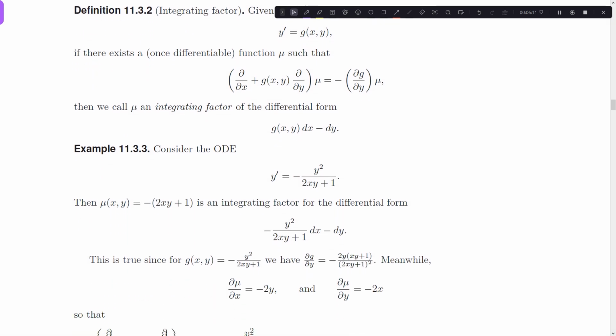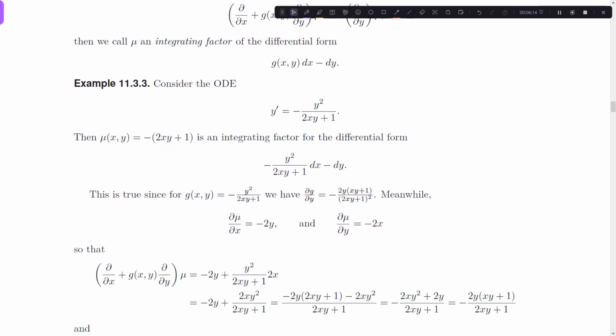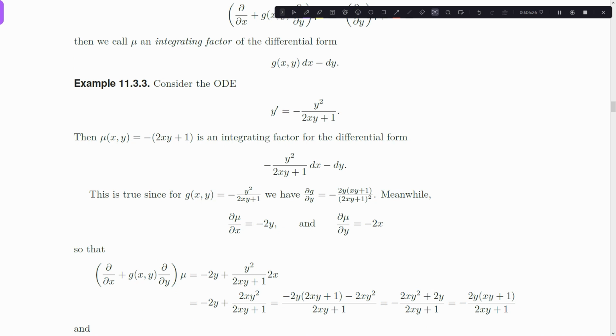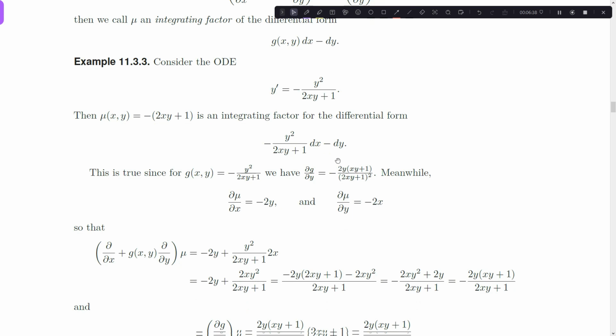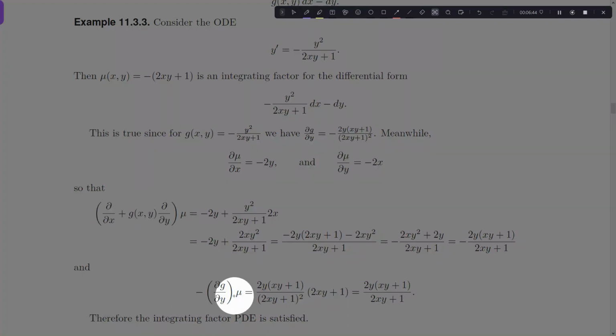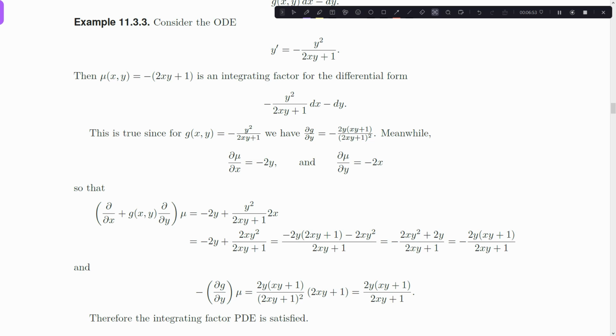So in the next example, I start with a nonlinear ODE, y prime equals negative y squared over 2xy plus 1. And I claim that negative 2xy plus 1 is an integrating factor for the differential form which would result. We can test that by just plugging it into the differential equation. And what we get is that the left-hand side of my linear PDE is equal to the right-hand side of my linear PDE. I guess I forgot a negative sign there, but they are equal to each other. And that means that you have an integrating factor.